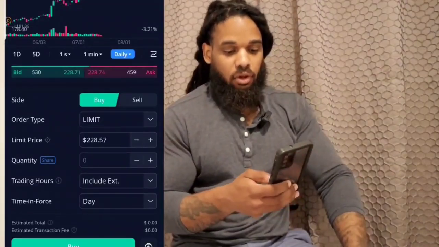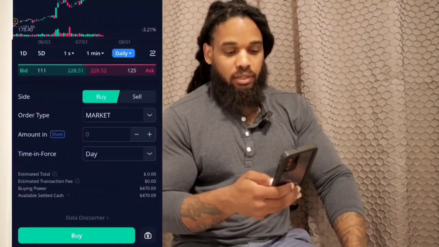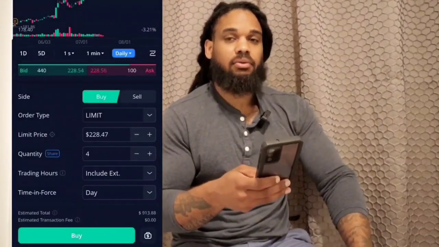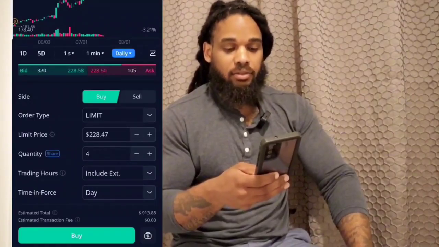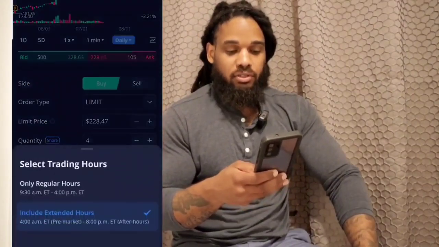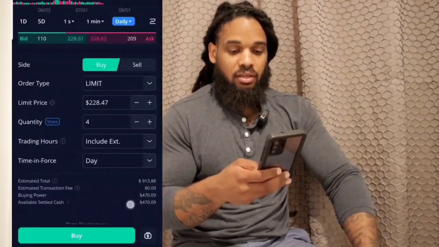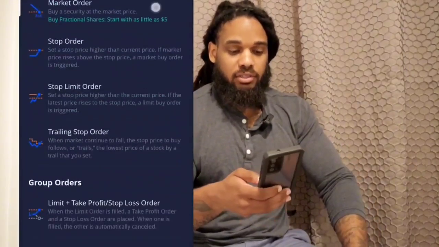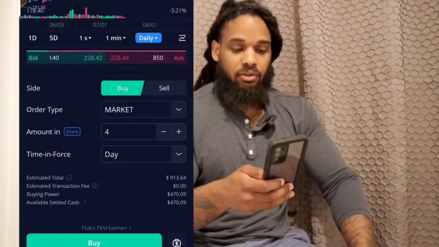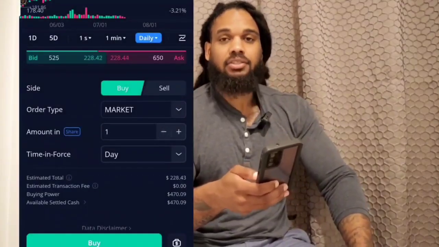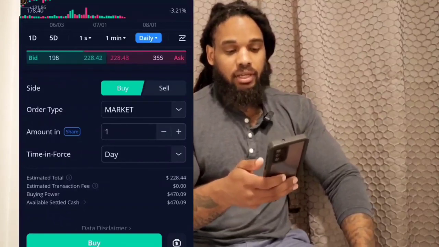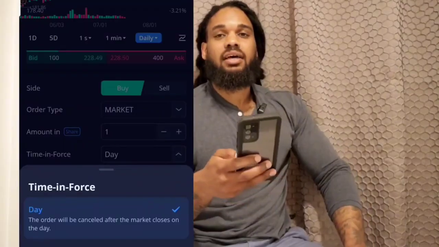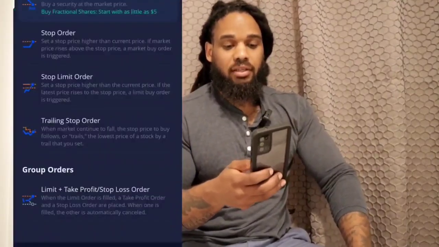Once you put in a limit order, you could just put the quantity, how many shares you want, 1, 2. You could choose the trading hours. Do you want it to be regular hours from 9:30 to 4 p.m., or good until cancel, or for the day? If you wanted to do a market order, you just select the market order type, select the amount of shares that you want, and select the time in force, good until cancel.